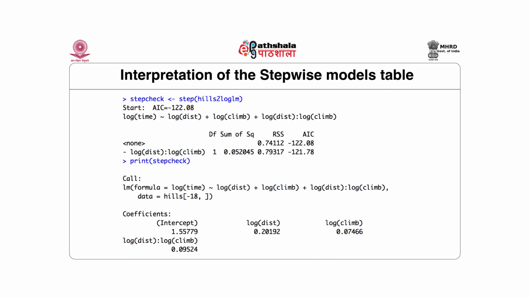And here is the deal. The lower the value, say minus 122, is actually a better value than minus 121 in terms of the Akaike information criterion. So if you add the distance times log climb, you're not actually gaining much. If you start with the highest possible value and then stepwise see the extent to which it is reducing your value, you start with minus 122. So 122 is your starting point.